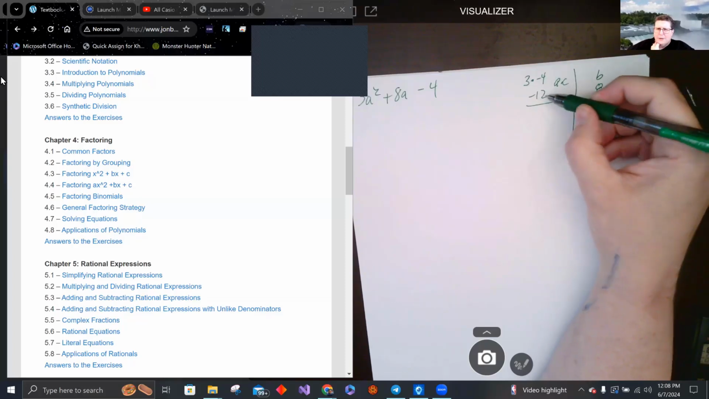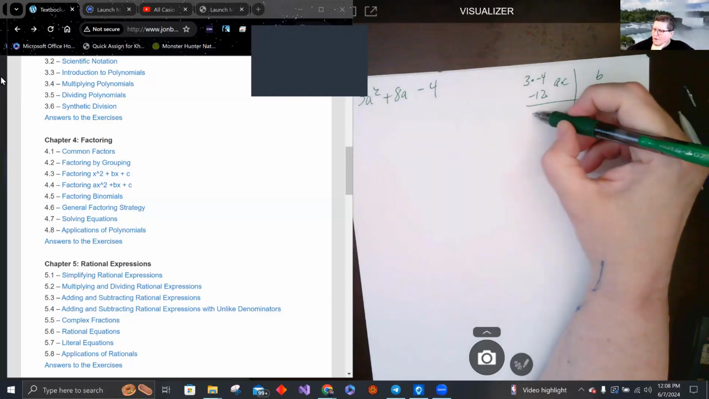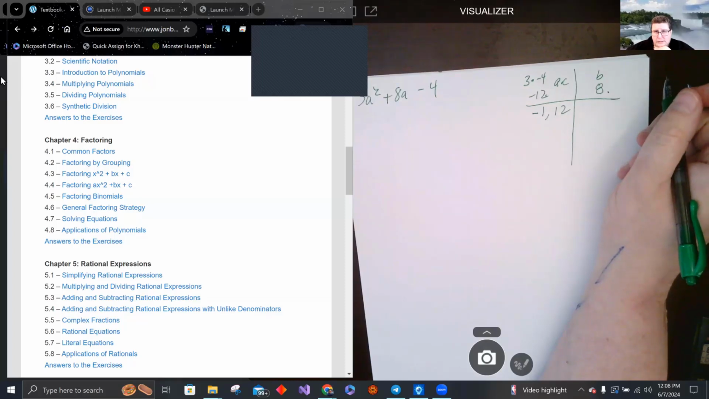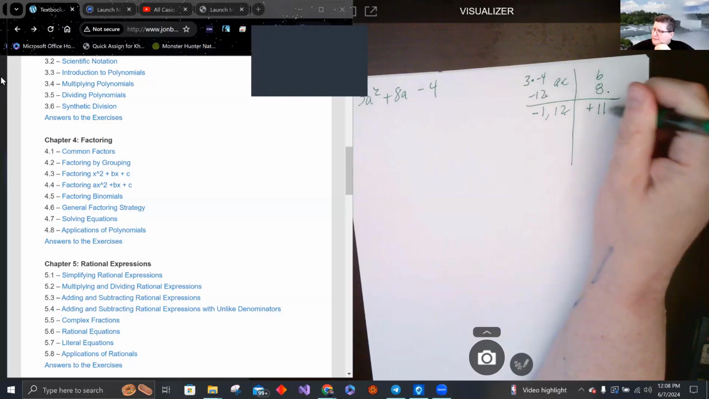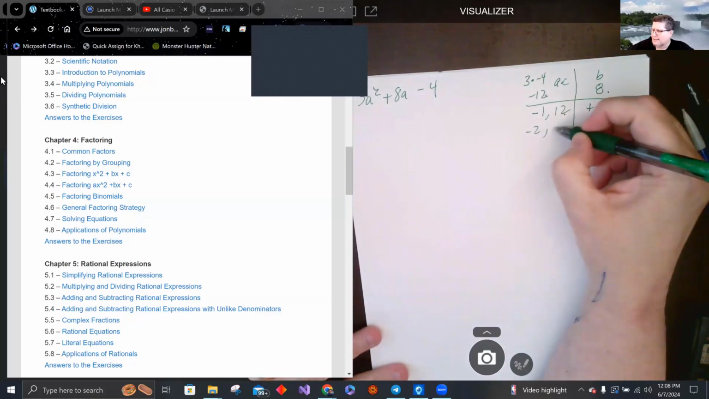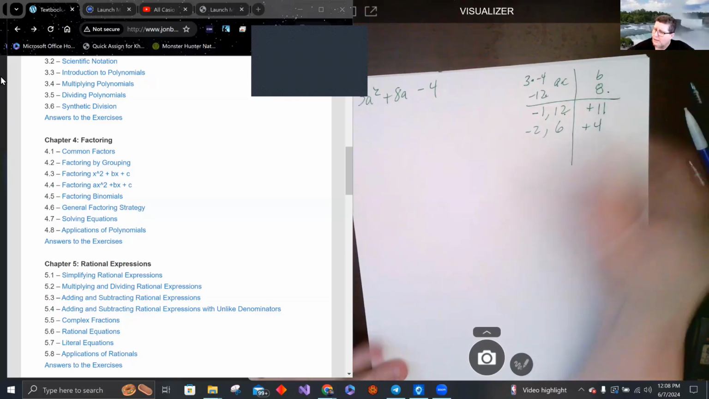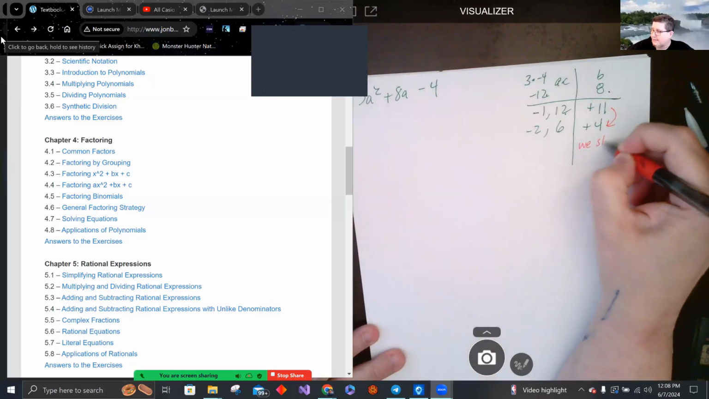They multiply to a negative, but they add to a positive number, which means the bigger number needs to be positive. Negative 1 and 12 add to 11. When I do negative 2 goes into negative 12 6 times. 6 and negative 2 add to 4. We skipped the 8.